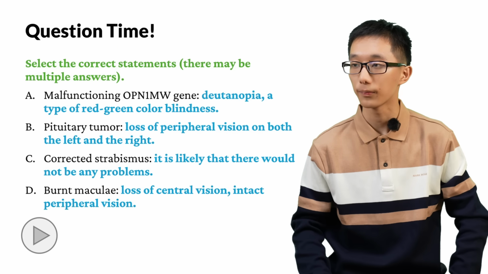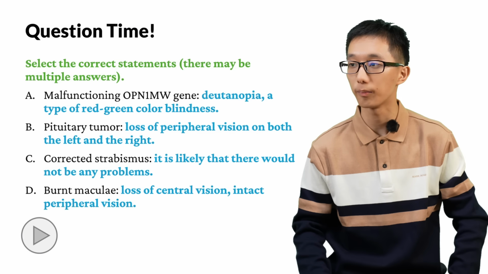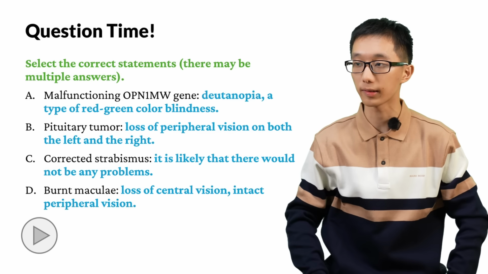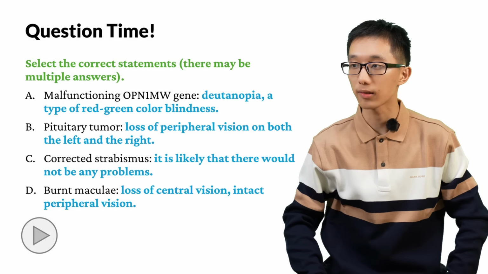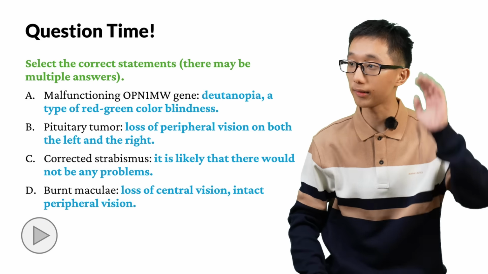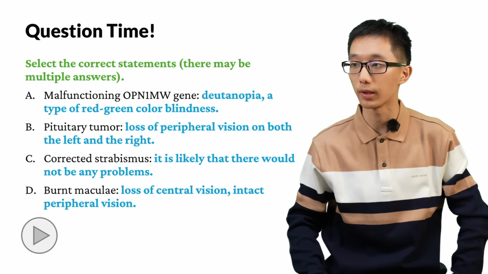Here are the diagnoses. A. A malfunctioning OPN1-MW gene in the only X chromosome will be called deuteranopia or deuteranomaly. This is a type of red-green color blindness. B. A big pituitary tumor will cause loss of peripheral vision on both the left and the right because the optic chiasm is compressed. C. Corrected strabismus is likely to have no problems. That is because the strabismus was corrected at an early age and the brain is still plastic enough. It has a lot of plasticity to correct the problem and regain normal vision.